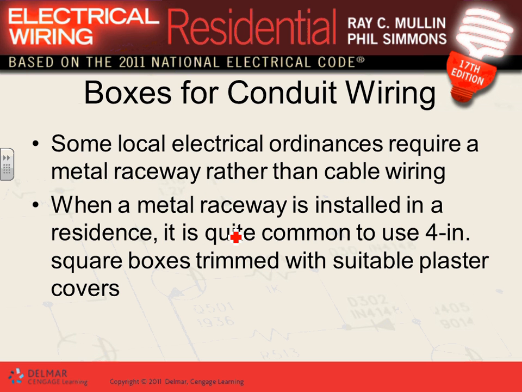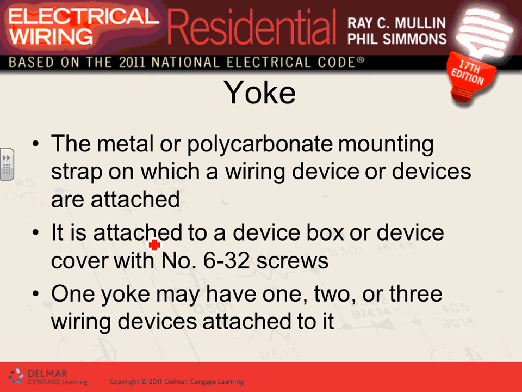4-inch boxes with a trim plaster ring. So when they use conduits, typically we have square boxes that we use with them. There's a term yoke. A yoke, guys, as you're looking at it right there, that receptacle is called the yoke right in here. This yoke can have 1 receptacle in it, 2 receptacles, 3 receptacles. So that's the yoke when you talk about yoke. 6-32 screws are the ones that you mount them to the boxes. One gang may have 1, 2, 3 or more yokes.